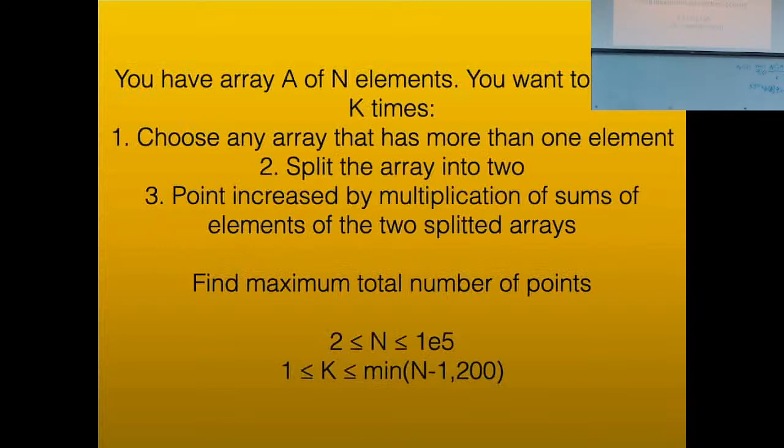So the question is: you are given an array A of n elements, and you want to do this operation K times, where for each operation you cut the array, and the cost of cutting is the sum of this part times the sum of this part. Let's say you cut here. That's the cost. And you want to do it K times so that the total cost is maximized.